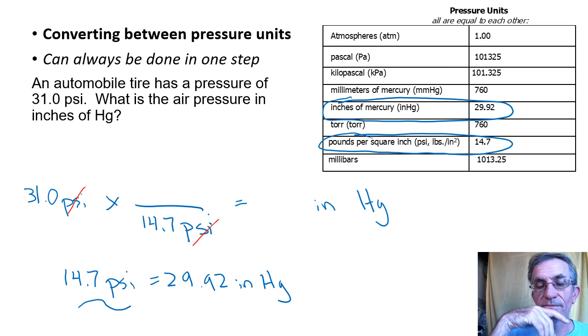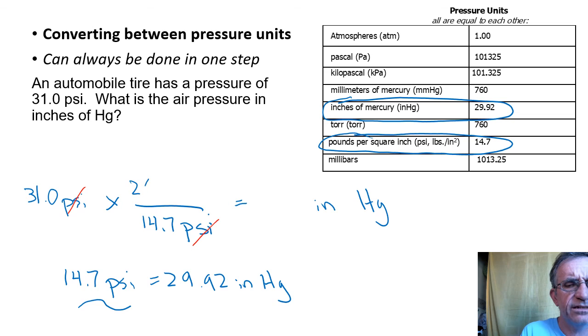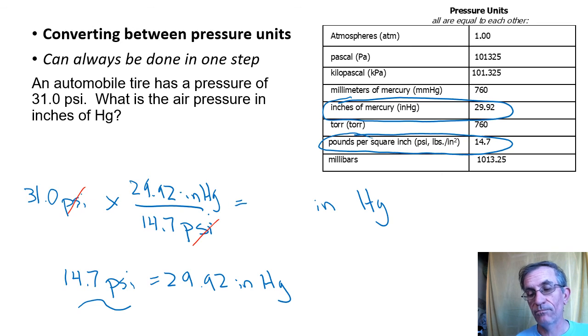And then on top, you're going to put the other side of the conversion factor, so that's going to be the 29.92. This is looking pretty good to me, right? Why do I say that? Because PSI cancels, and I'm left with inches of mercury. With that, let's just make sure you can work it out. Go ahead and type this in your calculator and tell me what you get. While you're doing it, I've got to do it too, actually.